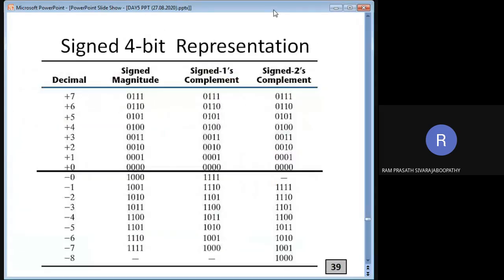Okay, so these are the representation of the signed numbers in 4 bit signed numbers in all the formats.